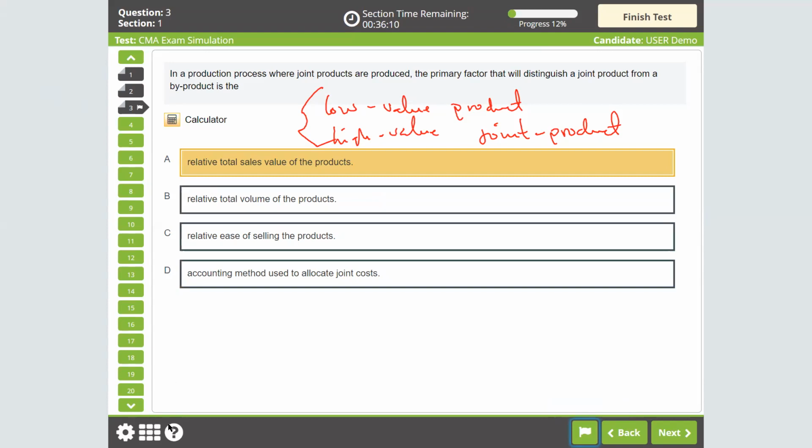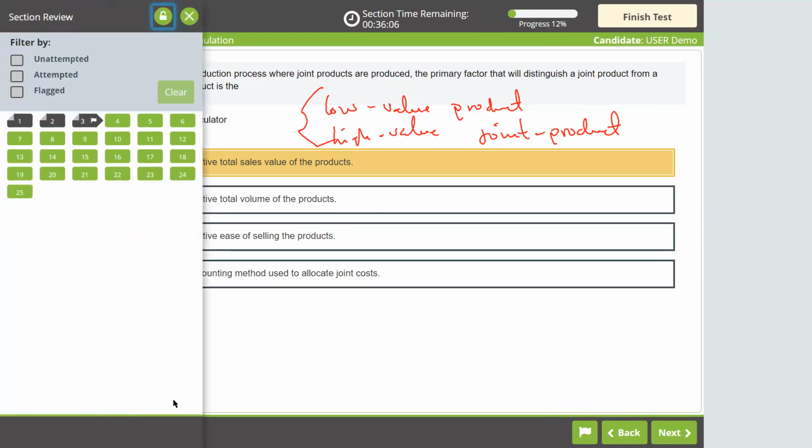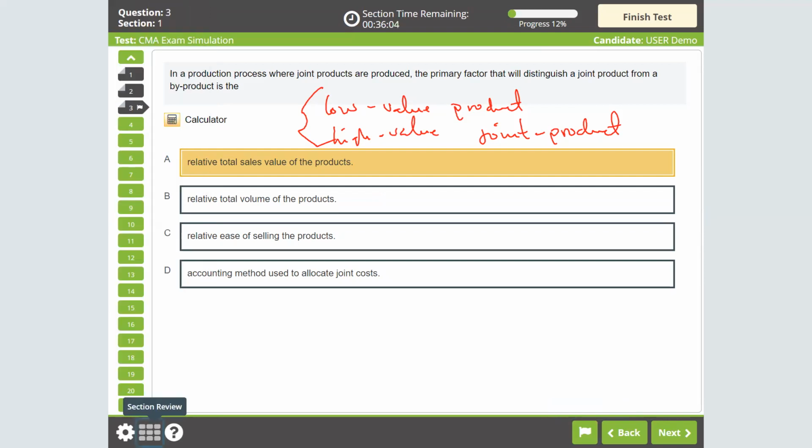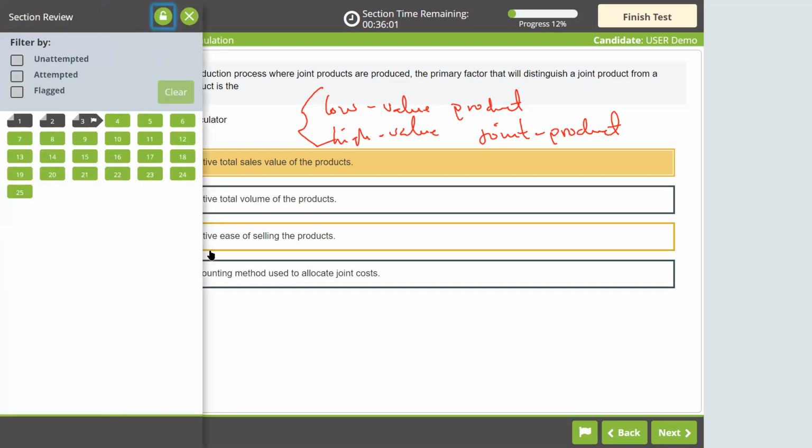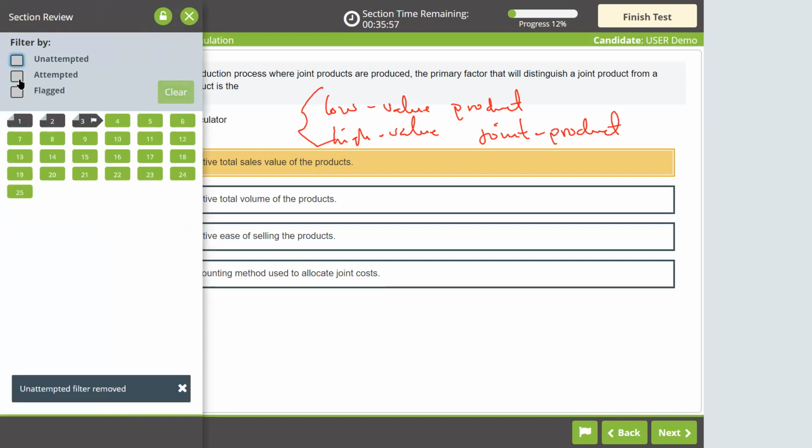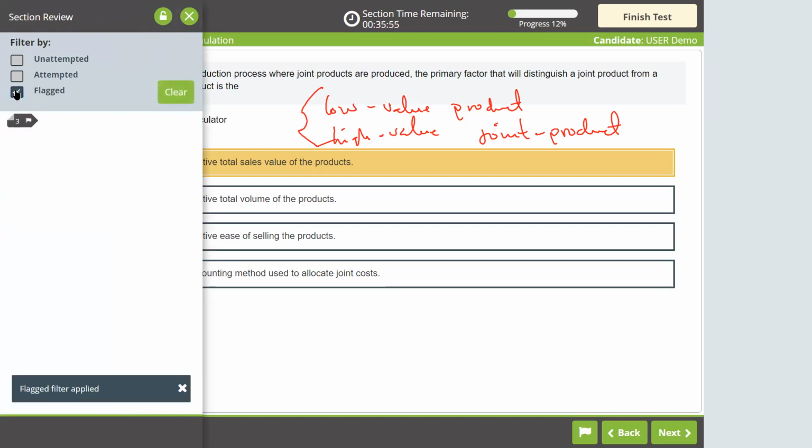Okay, and also you can look at all the questions you have answered. So when I click here, this ribbon here, it brings up questions I've answered, questions I've flagged, and I can filter here: questions attempted, questions flagged, just one.